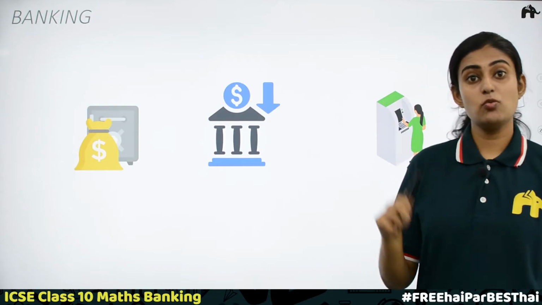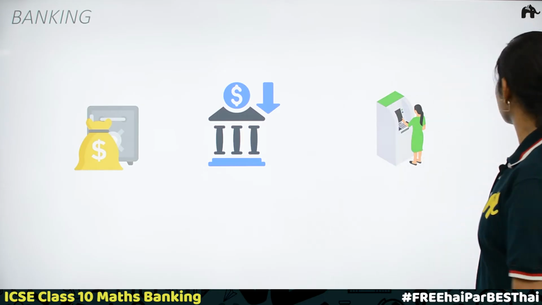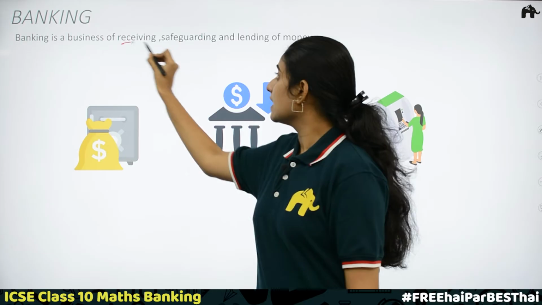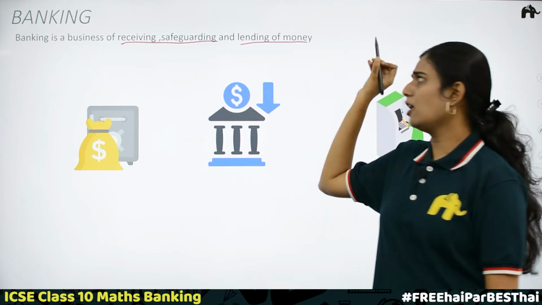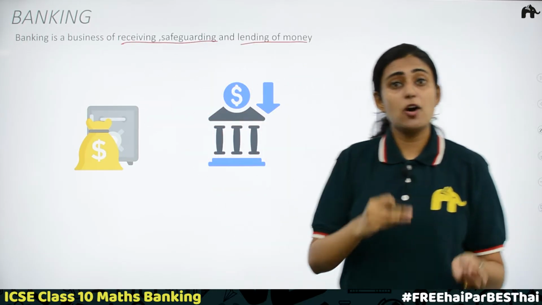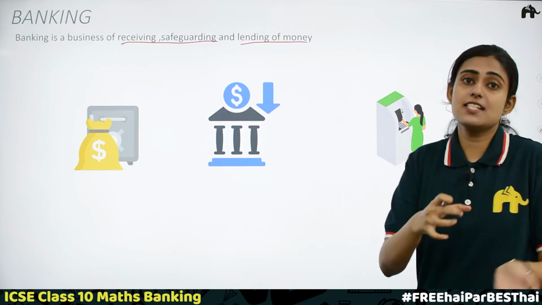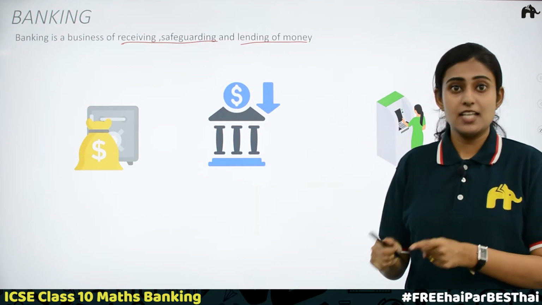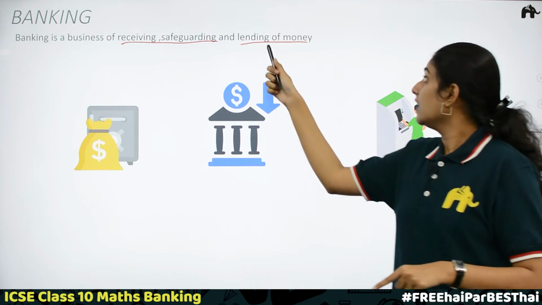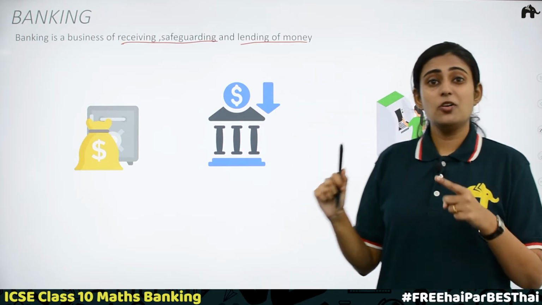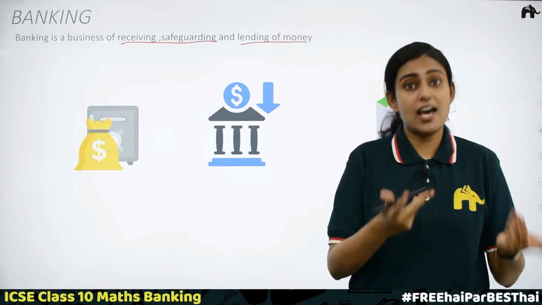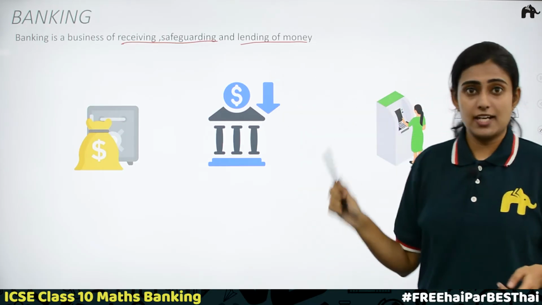First, let's understand what banking is. Banking is a business of receiving, safeguarding and lending of money. Receiving means when you deposit your money in a bank, the bank is receiving your money. Second, safeguarding. You know your money is safe in a bank. That is, the bank is protecting your money. Then, lending of money. You have heard of loans. The bank will be lending loans to people who are in need. That is what lending of money means.